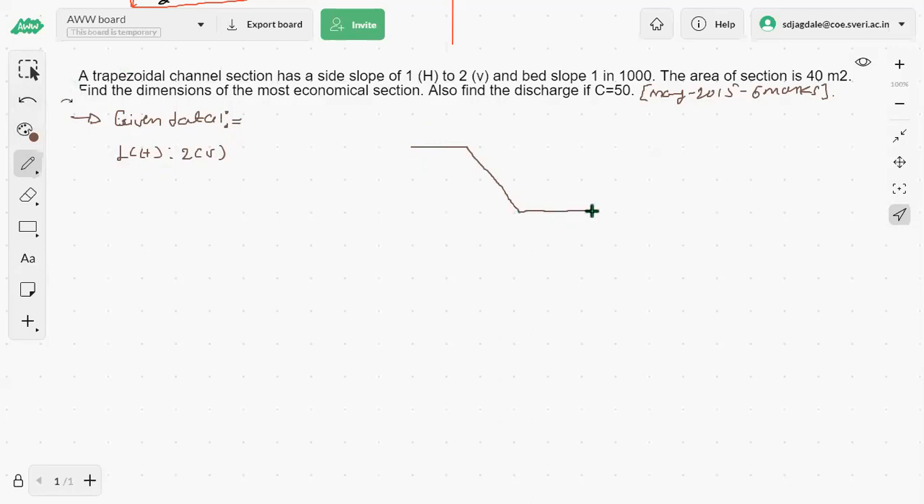Consider this as the base width of the channel section. This is another slanting edge. Both the slanting edges will have the same slope and all those things. This is the base width B for the channel section. This is the ground we'll consider. Then whatever the water level is there inside the channel, we'll consider that it's up to this one. So this has a channel, sorry, water surface, and this Y as the flow depth.